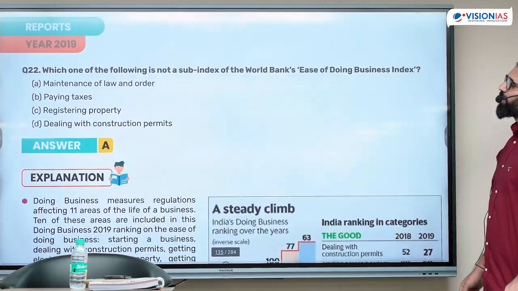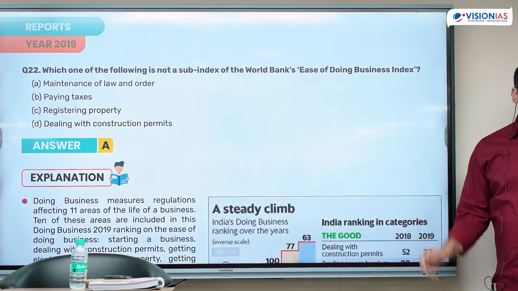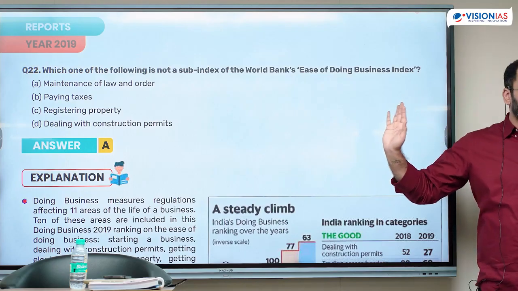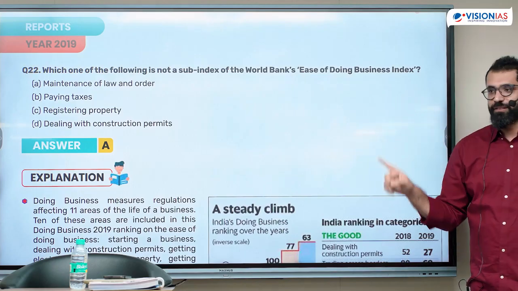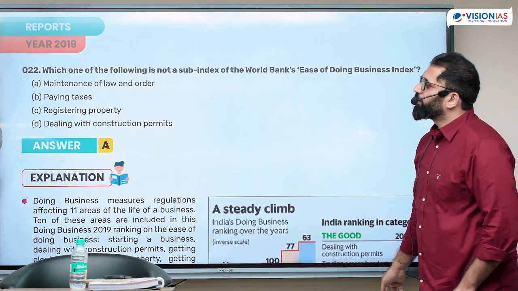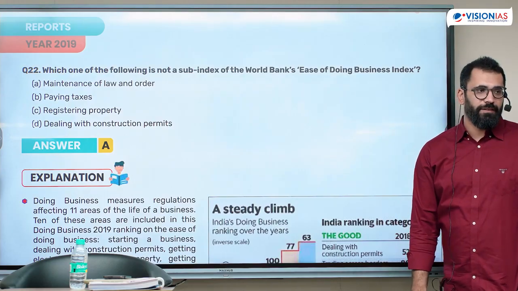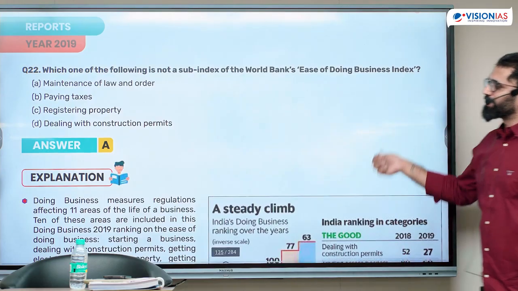Which of the following is not a sub-index of the World Bank's ease of doing business? Now you can relate why sub-index was asked, because the government targeted all the 10 sub-indices. Here, maintenance of law and order is not a sub-index. All the 3 were sub-indices.